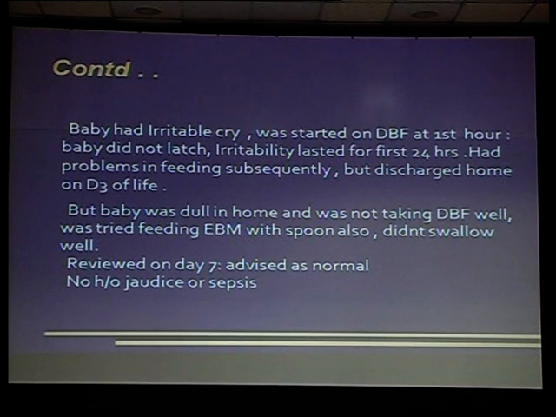The baby continued to be dull at home and was not taking DBF well. So the mother also tried to express EBM and give it with a spoon, but the baby didn't swallow. There is no history of any neonatal jaundice or sepsis. The mother reviewed the baby on day 7 of life with the same practitioner, who advised that the child was normal.